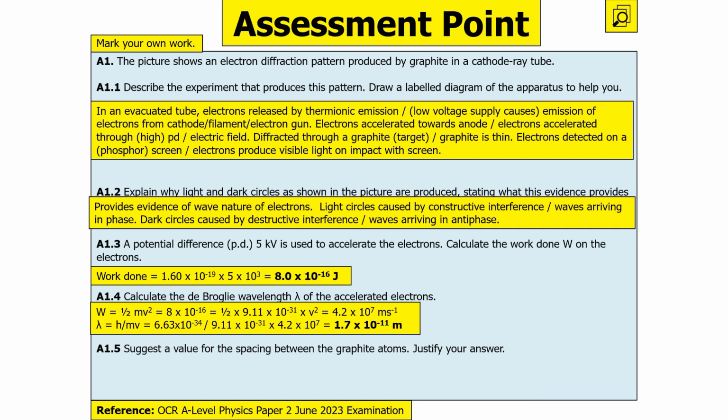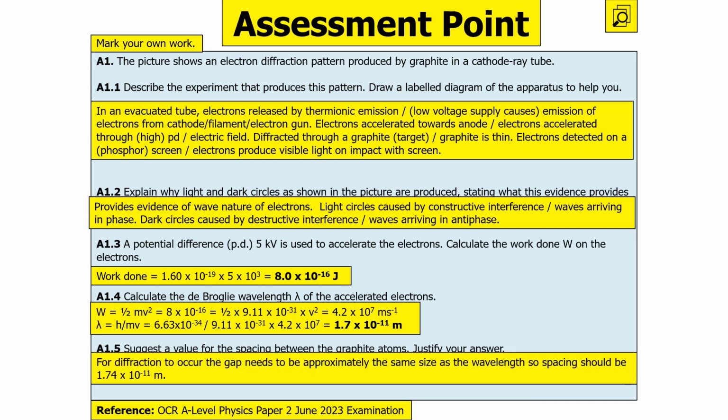Now we know the de Broglie wavelength is h over momentum, or h over mv. We've got the mass of the electron from the sheet. We've got the velocity, we just worked it through. We know Planck's constant, so it's 1.7 times 10 to the minus 11 meters. Now, for diffraction to take place, the gap size must be equivalent to the actual wavelength of the object, in this case the de Broglie wavelength. So the spacing is going to be approximately 1.74 times 10 to the minus 11 meters for the diffraction to take place.